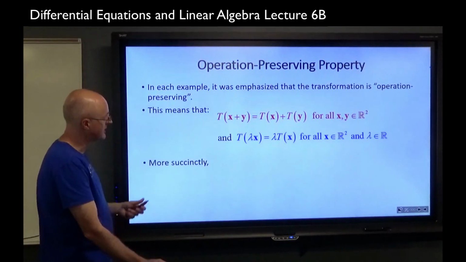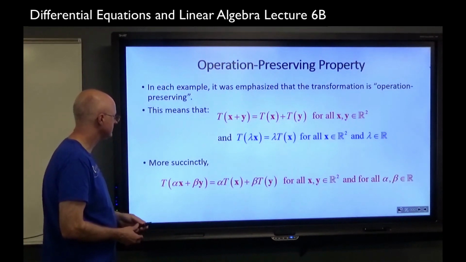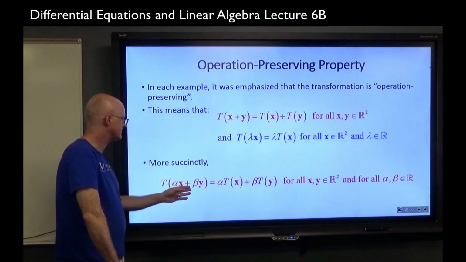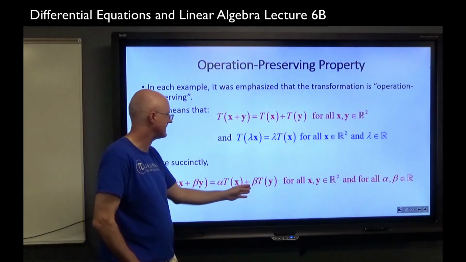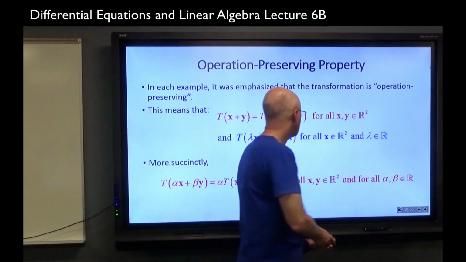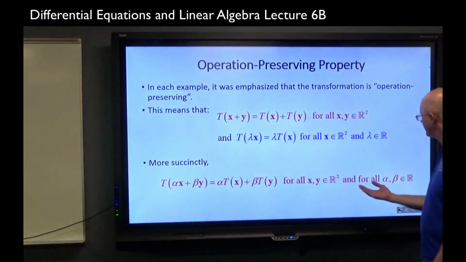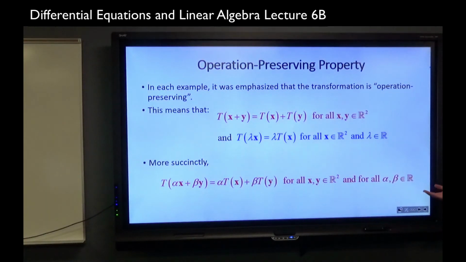More succinctly, you can combine these into one expression. T of alpha x plus beta y is alpha T of x plus beta T of y for all vectors x, y in the plane and all scalars alpha and beta that are real numbers. These properties, which you can think of either way, are equivalent to each other. This is one equation that captures both of these equations.